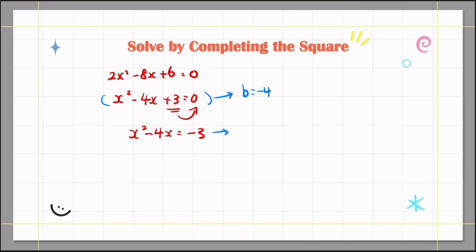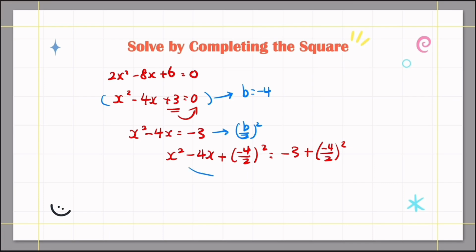With this equation, the next step is to add (b over 2) squared to both sides. Hence we get x squared minus 4x plus (negative 4 over 2) squared equals negative 3 plus (negative 4 over 2) squared. Then with this value, we can do the magic method to find the equation. So the answer is (x minus 2) squared equals 1.